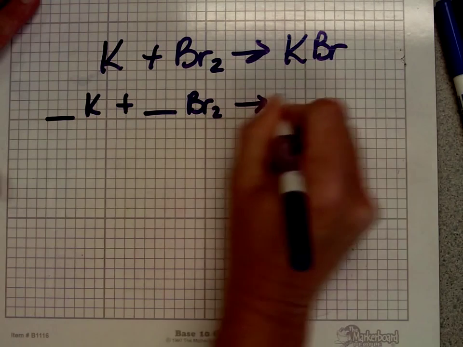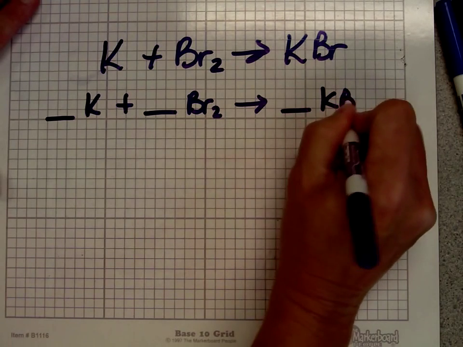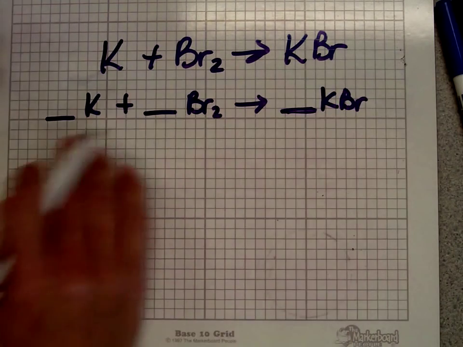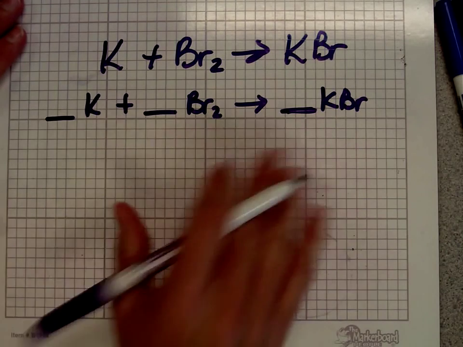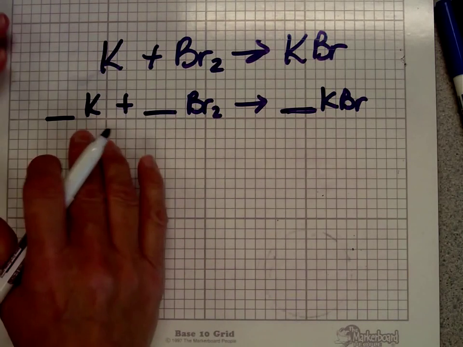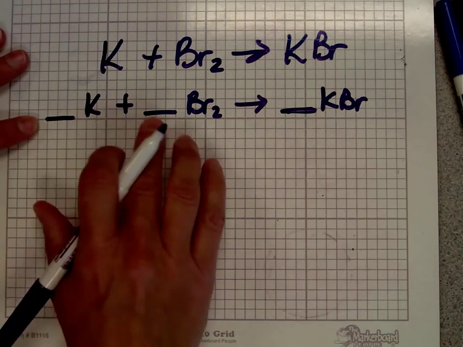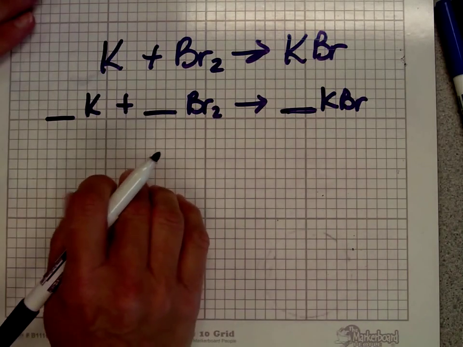So I like to rewrite my equation, putting blank lines in front of every element or compound in the products and on the reactant side. The reason that I do that is that it helps remind me that the only numbers that I can change are numbers that I put on that blank line.